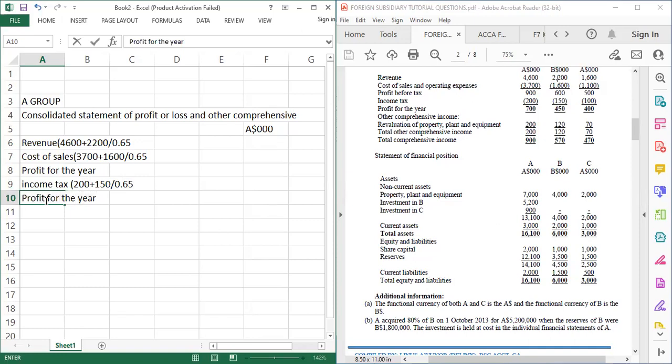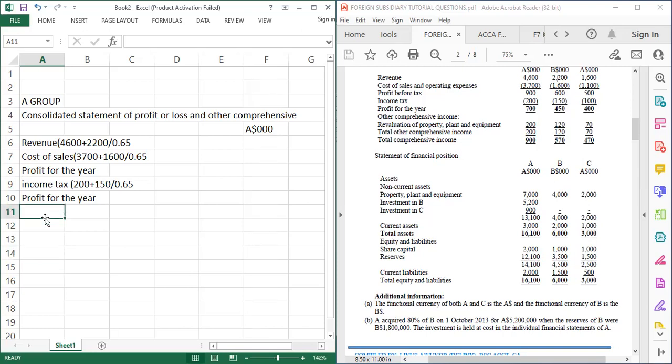If this question comes, they will give it to you like this, the full year. They will give you the full financial statements, the two: profit or loss and other comprehensive income, and the statement of financial position. So that is how the question will come on a foreign subsidiary. All right.